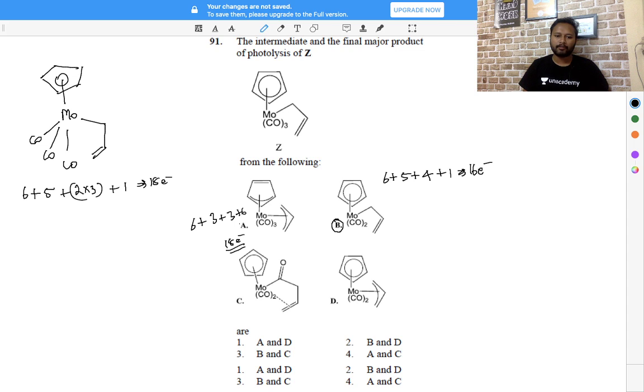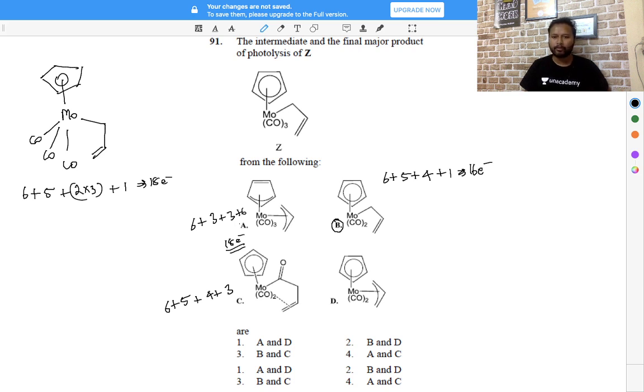Going to option number C: 6 from molybdenum, 5 from Cp, then from the COs you get 4, and then you get 3 from here, because 1 from this sigma bond and 2 from this agostic interaction. So option C also has how many electrons? 6 plus 5 is 11, 11 plus 4 is 15, plus 3 is 18. So C also cannot be your intermediate.